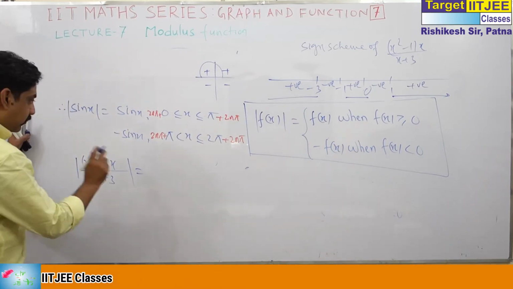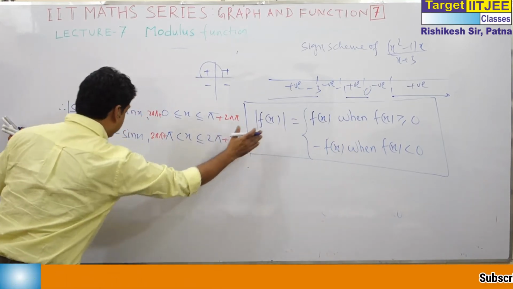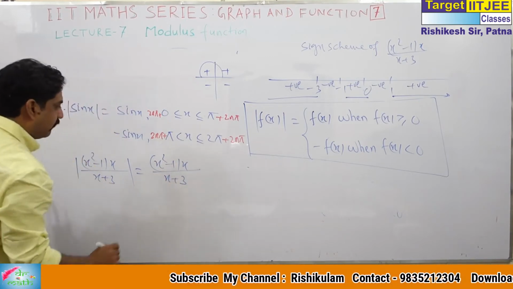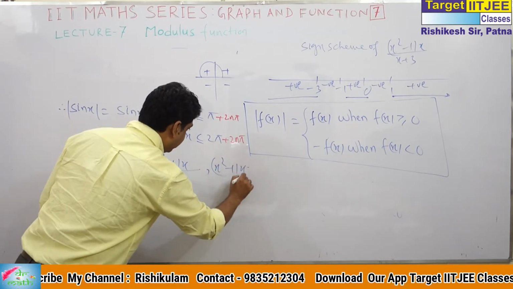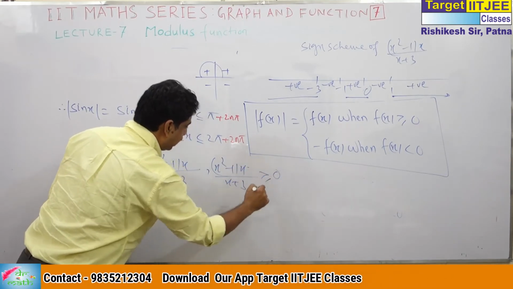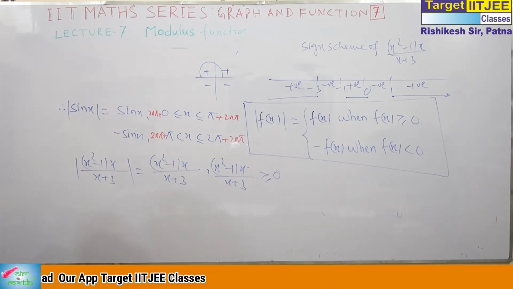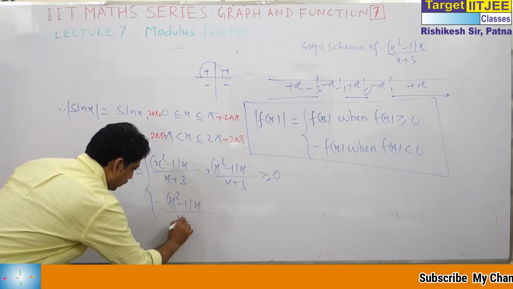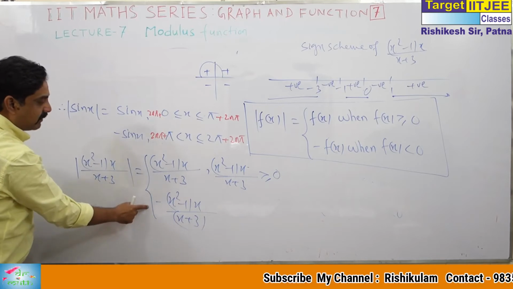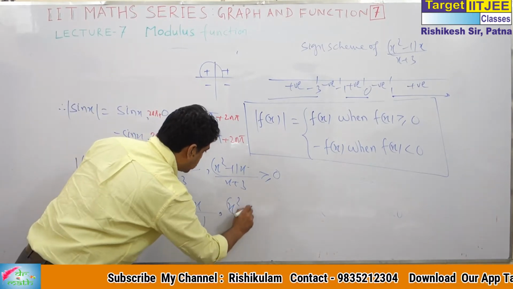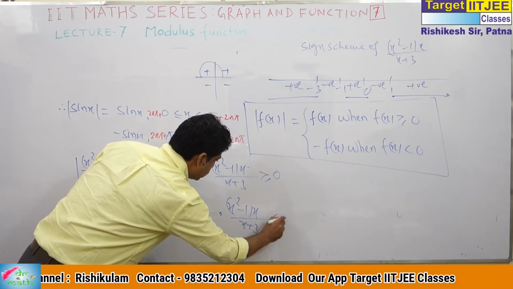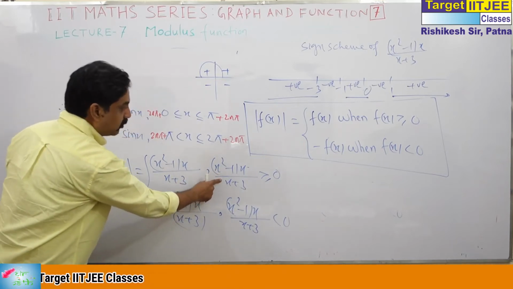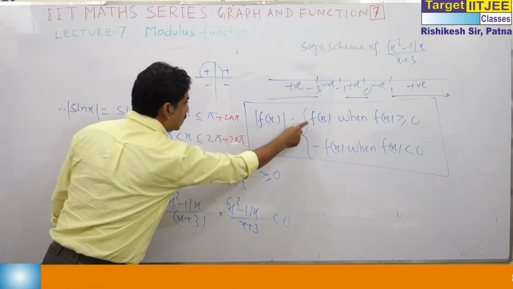What is the definition? As per this definition, when (x square minus 1) into x by (x plus 3) is greater than or equal to 0, you can take it as it is. And otherwise this is minus of it. We always open mod either with plus sign or minus sign, depending upon the condition, whether this is positive or negative. We can also take the equal sign here.